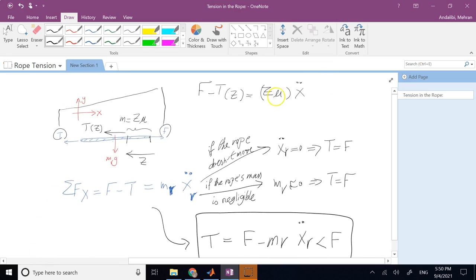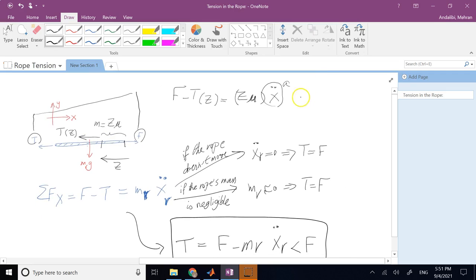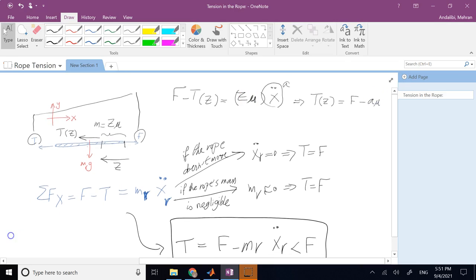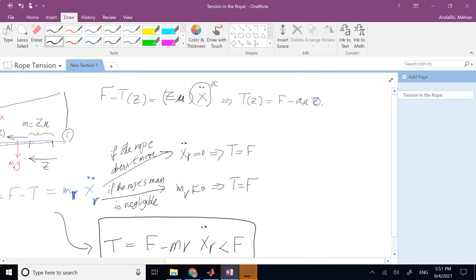And here, what you can see is that this acceleration is constant, which it is. It's a constant number, whatever it is, you might just call it A. Then from here, you can see that T at location Z is going to be F minus A times mu times Z. Correct? So you see, A times mu is just a constant number. Mu is constant, A is constant, if the rope is uniform.